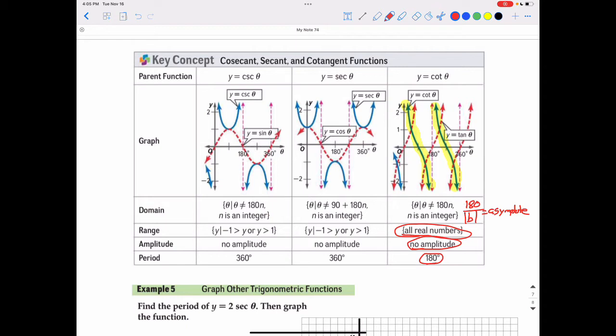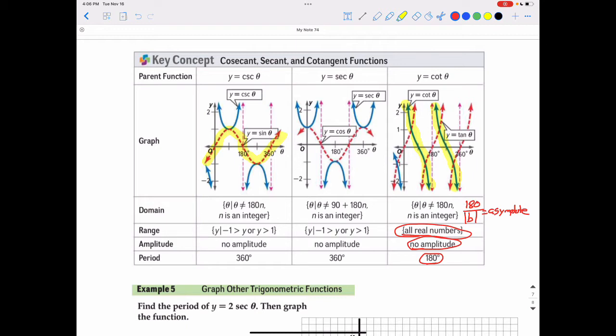The secant and cosecant functions look fairly complicated. I'm going to go to the cosecant function at the far left. The cosecant function is related to the sine function. So the red dotted line is actually the sine function, and those blue U shapes opening upward and opening downward are the actual cosecant function.